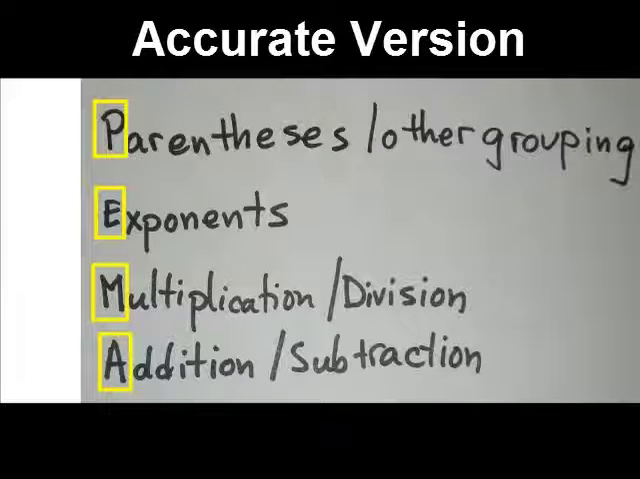You could make an acronym for the accurate version: please excuse my aunt. It says you should calculate in the following order. First, you should calculate anything inside parentheses or inside any other grouping symbol, such as brackets or absolute value or a long fraction bar, which has an expression on the top and the bottom.